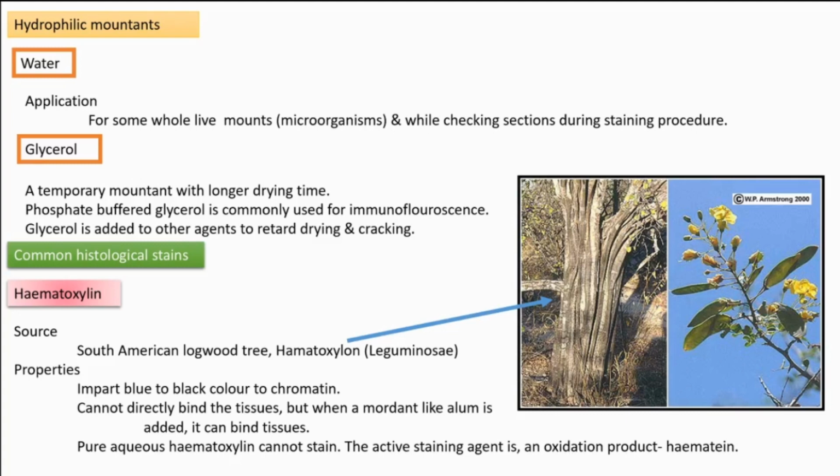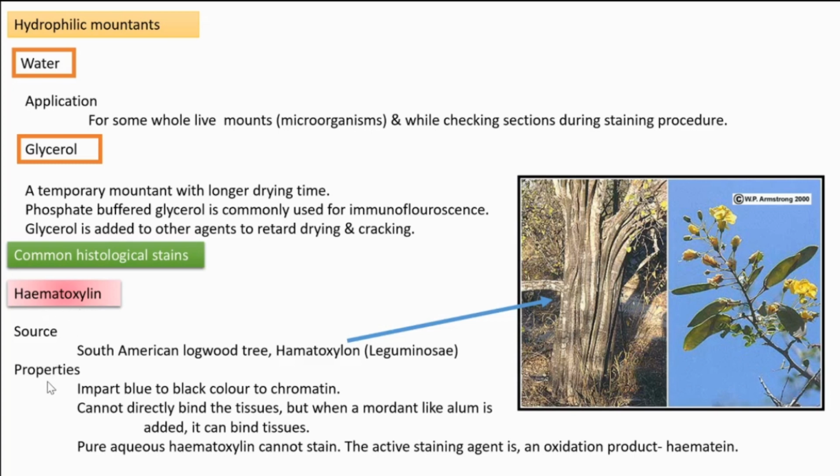Good morning, students. Today we are going to learn about the common histological stains. First one is hematoxylin. From where are we obtaining this hematoxylin? The source is from a tree. Which tree? South American logwood tree, Hematoxylon, Leguminosae family. From this tree, we are synthesizing the stain called hematoxylin.